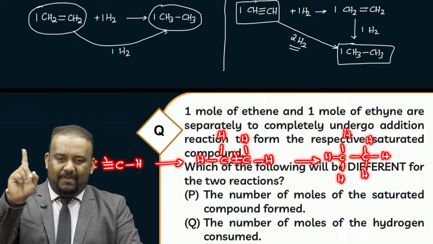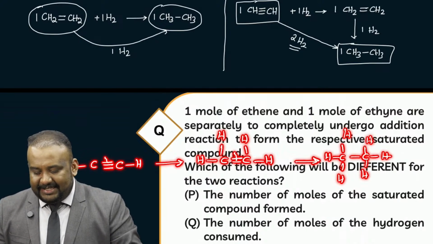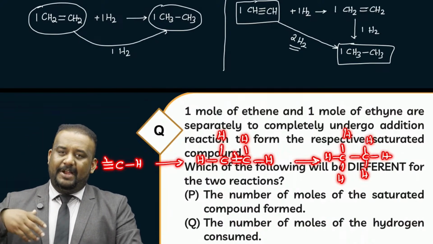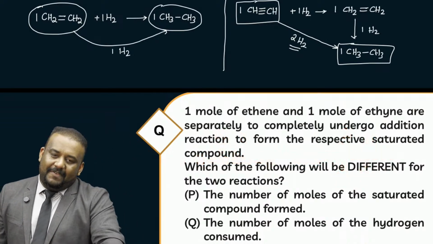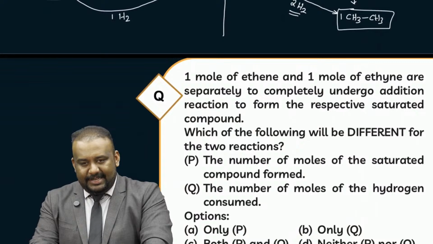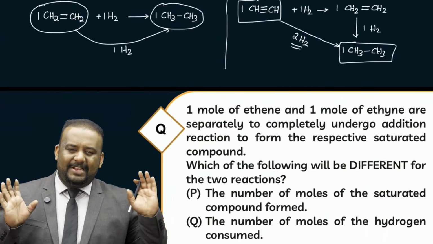If I need to break only 1 double bond, I need only 1 mole of hydrogen. Of course, you have to use nickel, palladium or platinum. Those are the catalysts. So this is a very, very interesting question. Yes, indeed, it is an interesting question, and it's basically a simple application question.